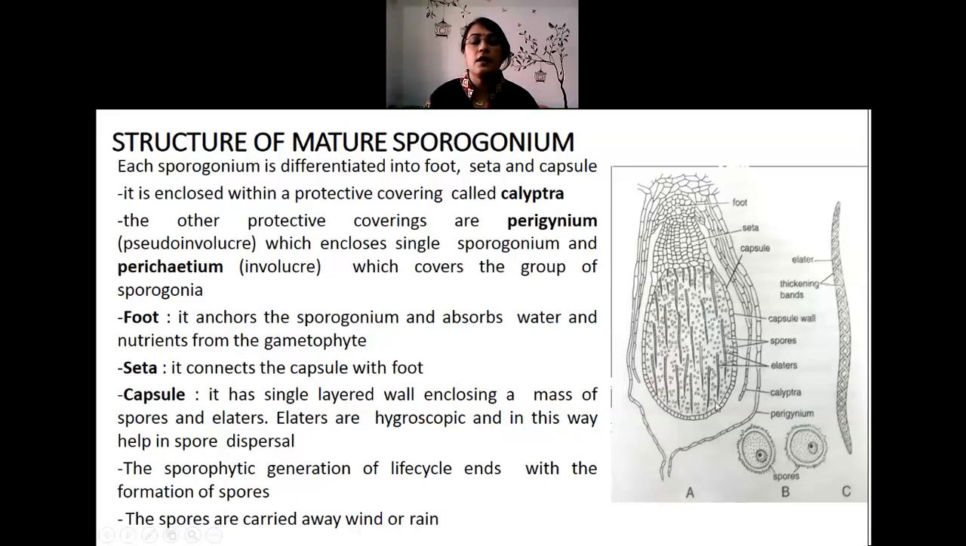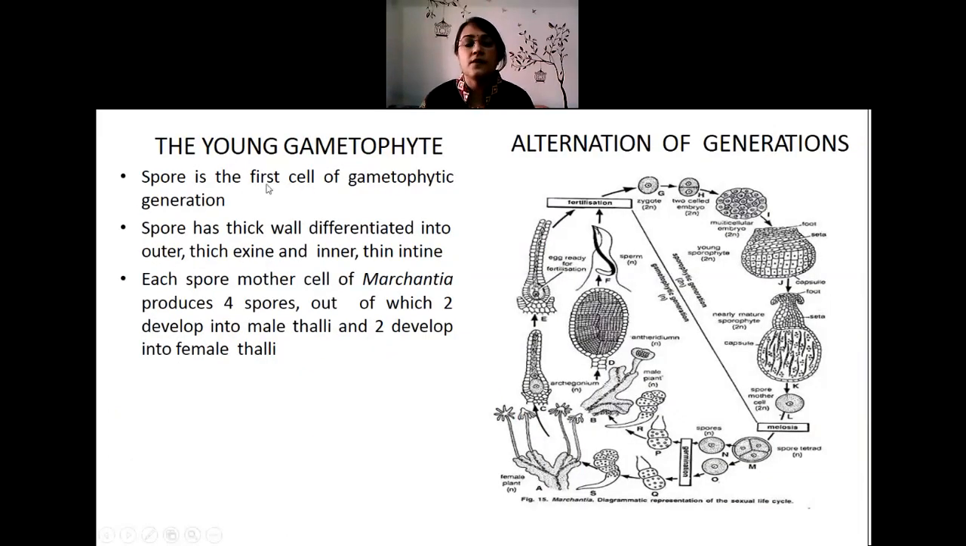These haploid spores are released from the sporophyte once the sporophyte is mature. The seta elongates, it pushes the sporophyte out of the perigynium and pericheatium, and the capsule wall will rupture, releasing the spores. These spores are carried away by wind or rain and fall on a suitable substratum and give rise to a new thallus. The spore is therefore the first cell of the gametophytic generation. It is surrounded with a thick wall which is differentiated into an outer thick exine and an inner thin intine.